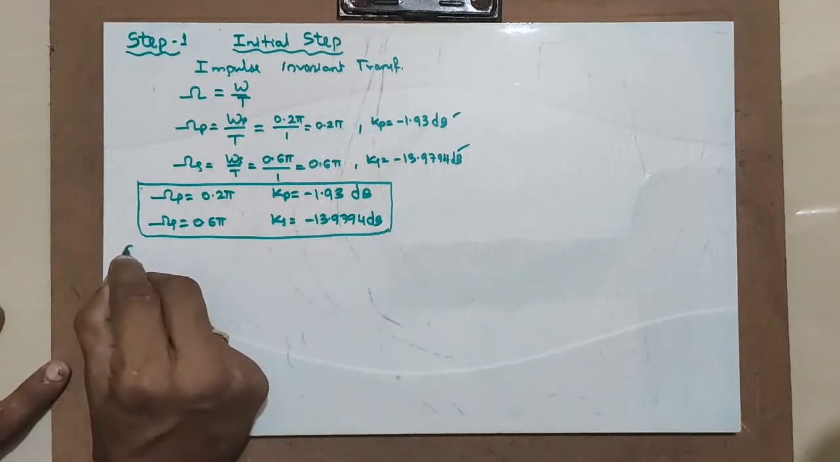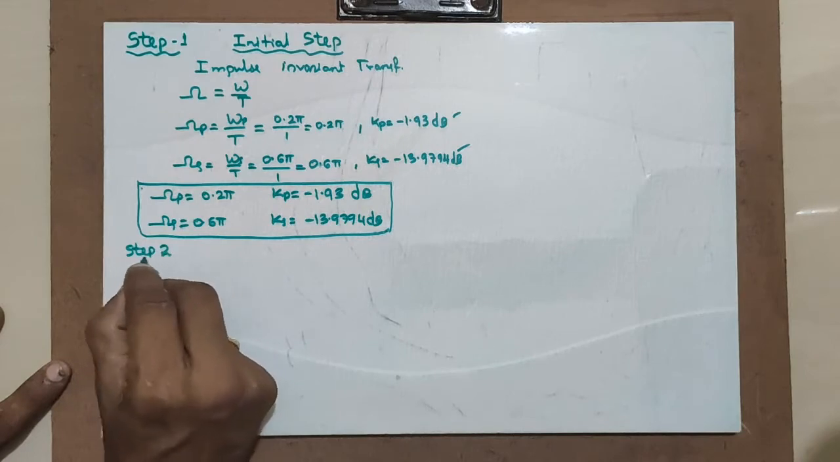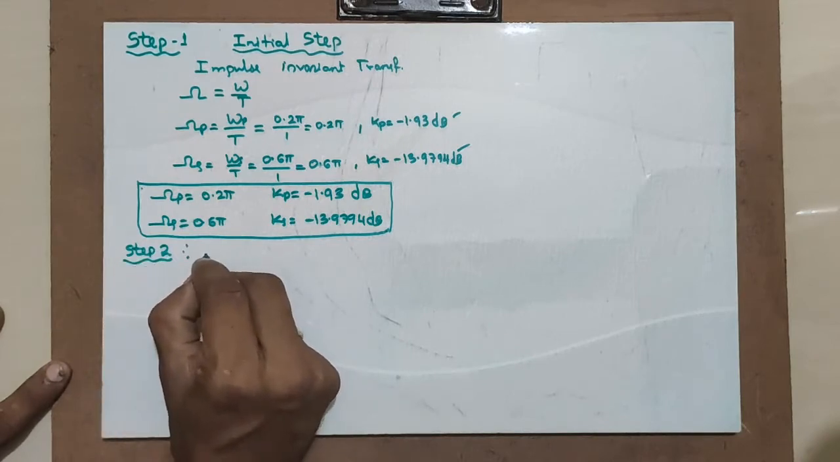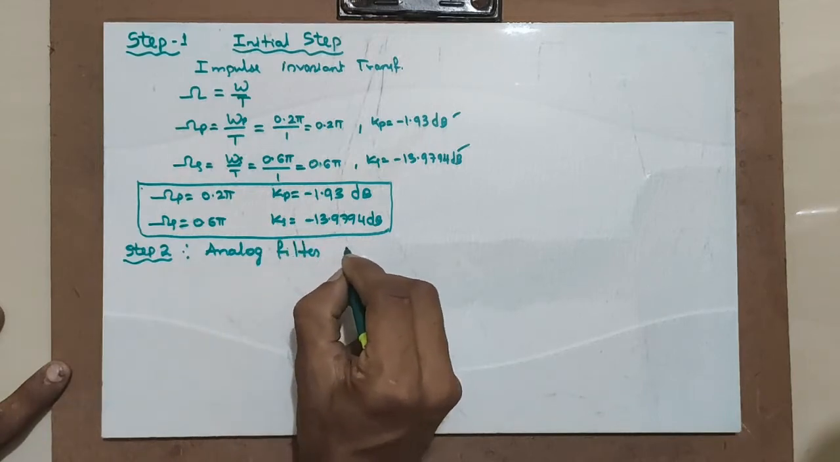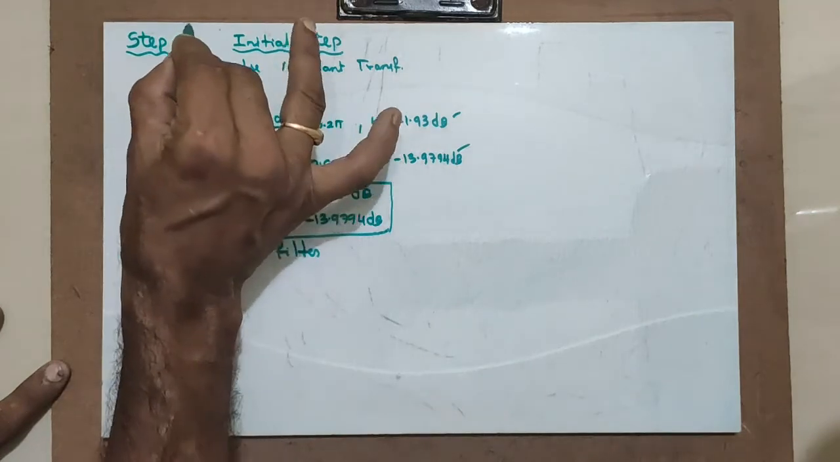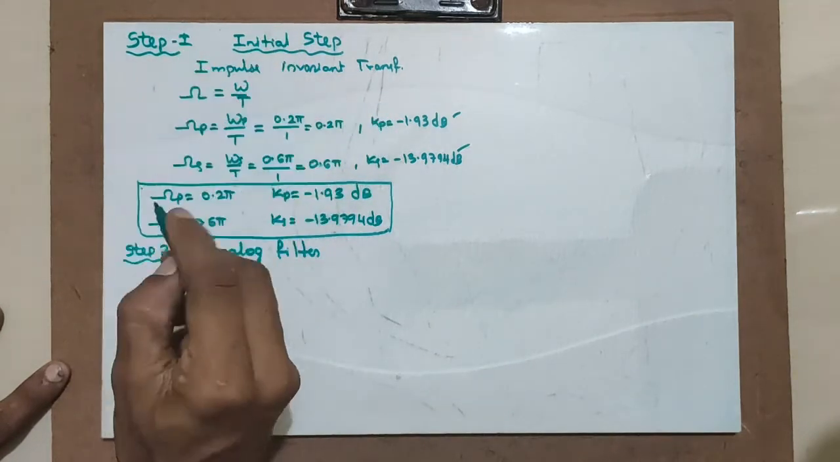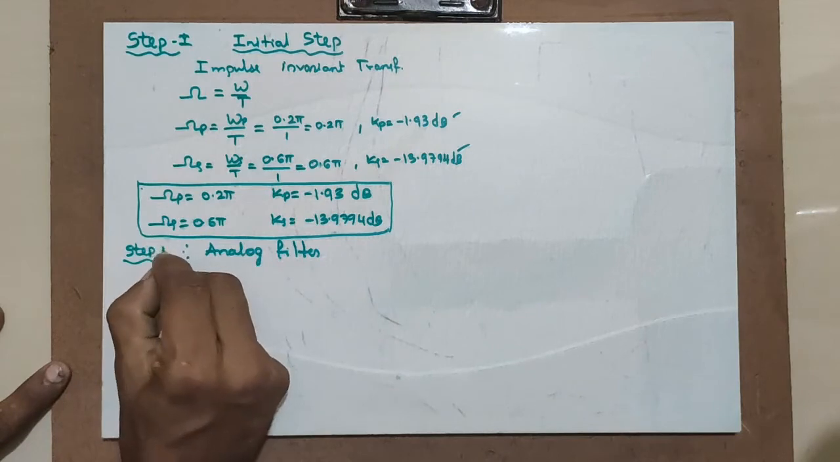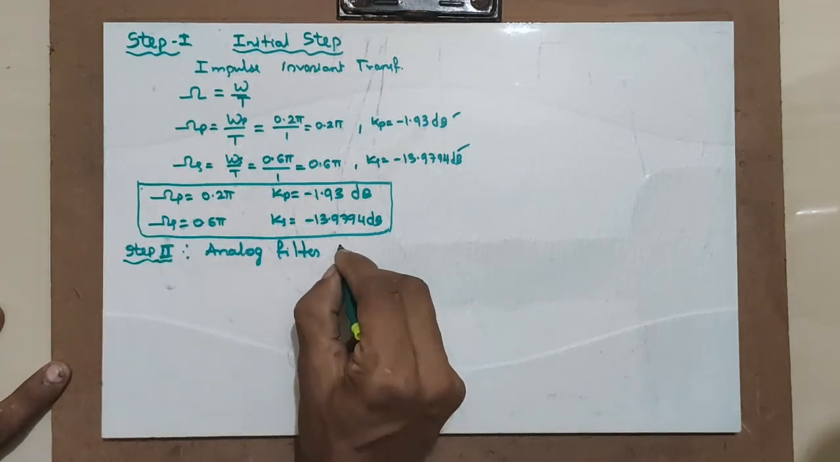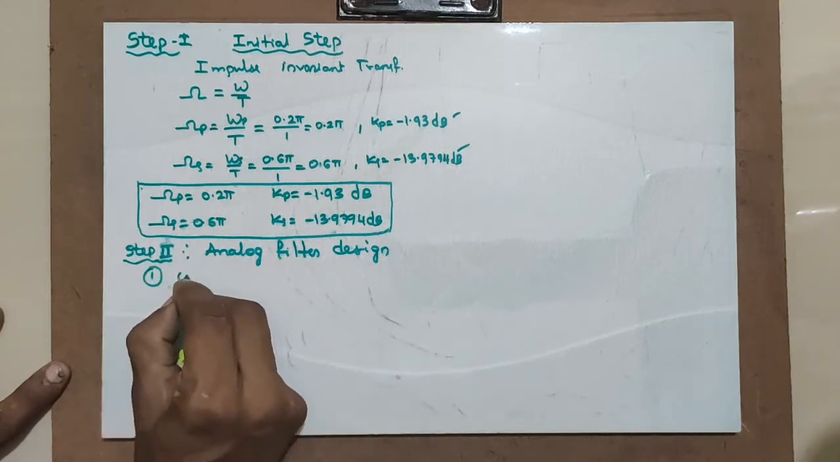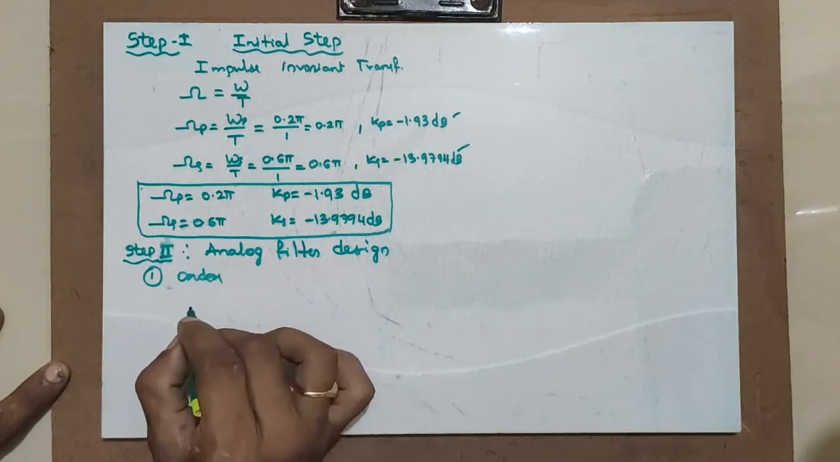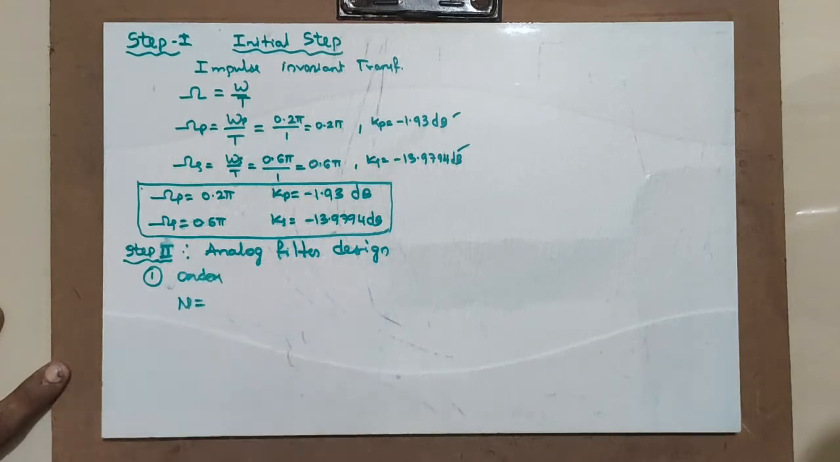Now step 2. Step 2 is analog filter design. In analog filter design there are 5 steps. First, the order n. I have to use a Butterworth filter. Flat specifications are given, hence Butterworth filter design.